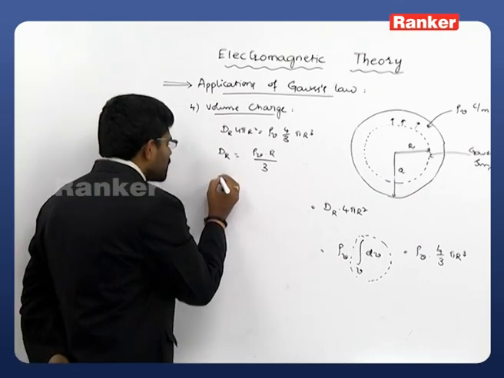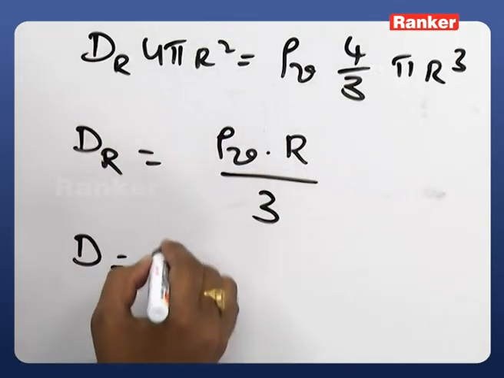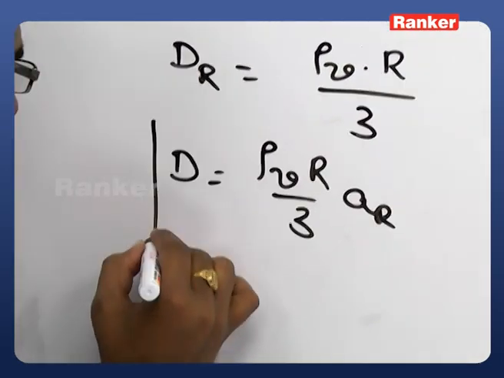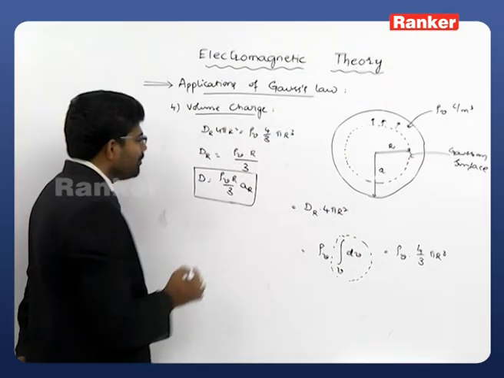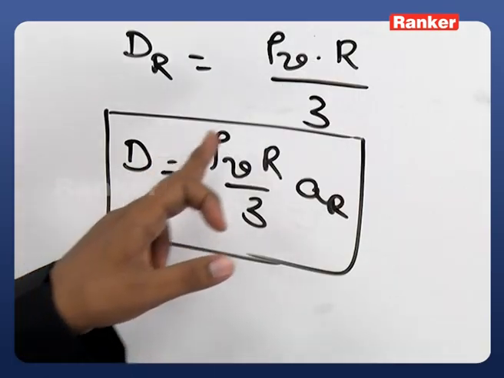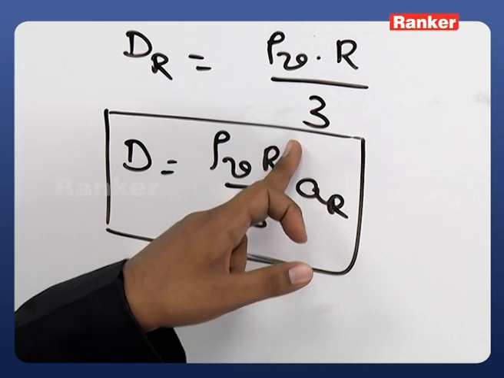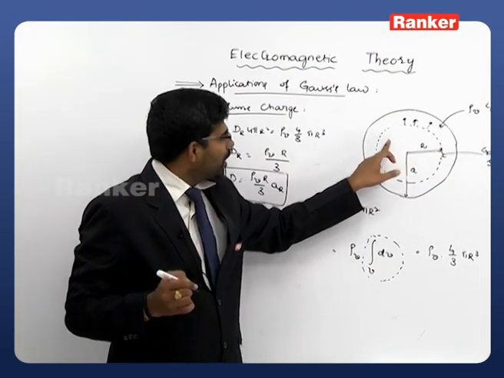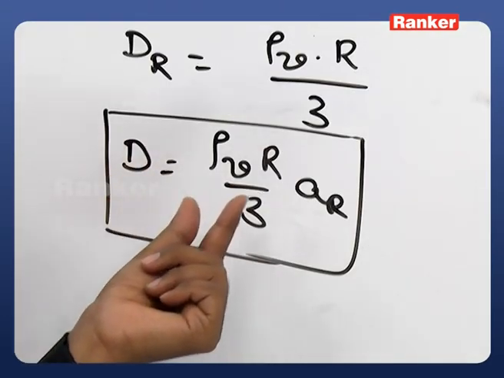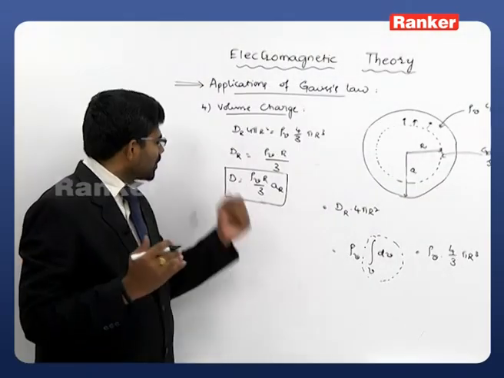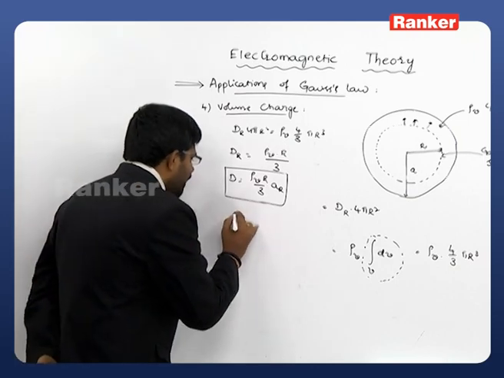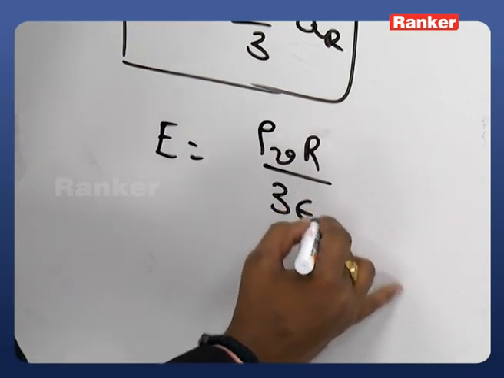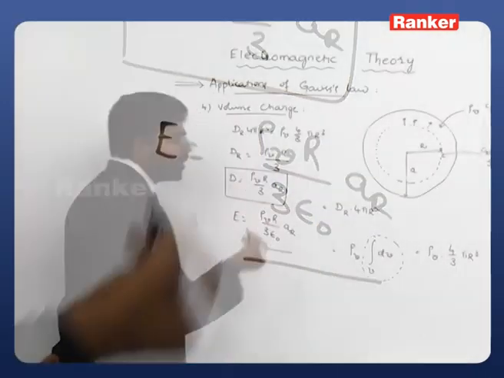Now what is the direction of this D? If you want to write down D, D_r a_r, that is rho v r by 3 in the direction of a_r. Just observe here, the electric flux density is directly proportional to r. That is, as we move outward within that sphere, the electric flux density increases, right? Clearly observe that point. From this, the electric field intensity can also be calculated: E equals rho v r by 3 epsilon naught a_r for free space.